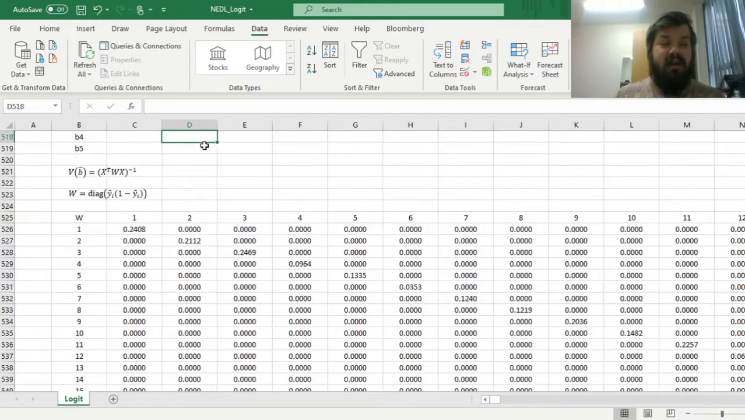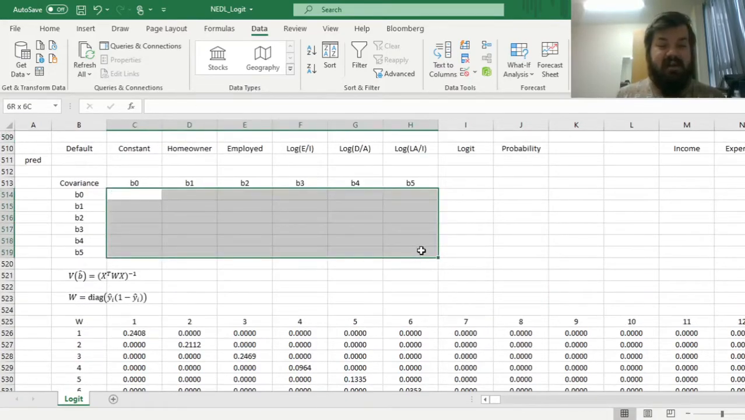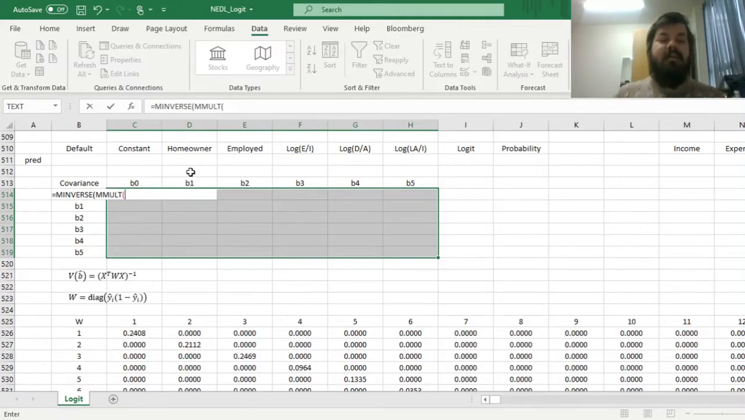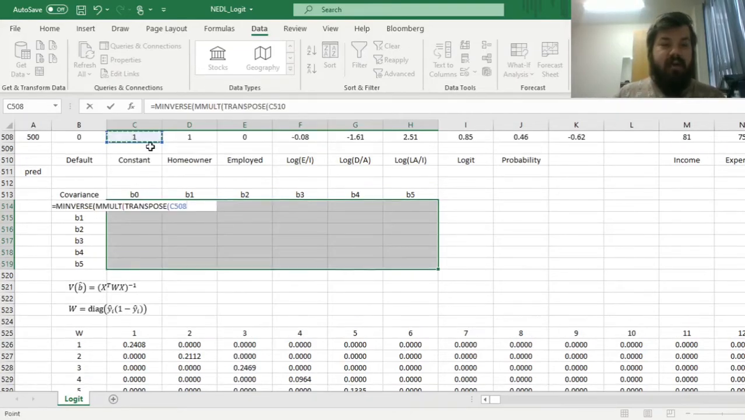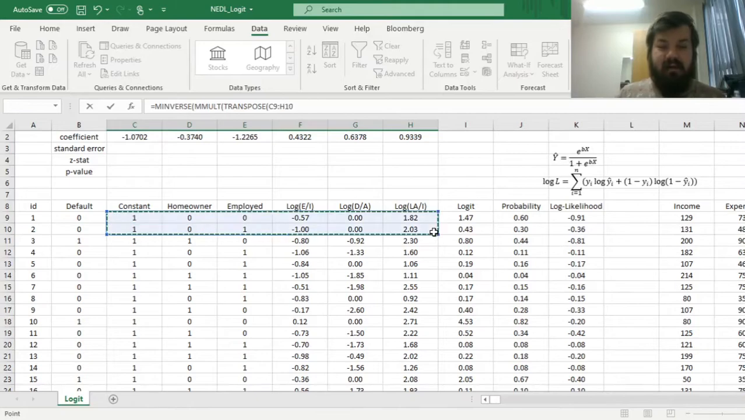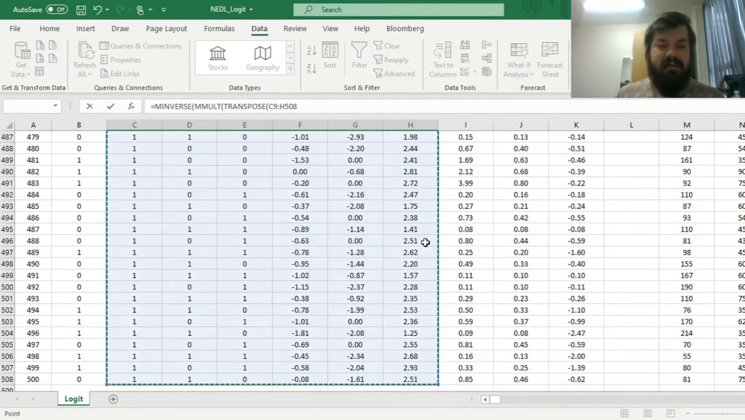And now I can finally calculate our covariance matrix that can then be used to derive standard errors of our coefficients. So here we first need to input MINVERSE, which is the inverse matrix. Then we need to input our MMULT function, so matrix multiplication. The first component would be the transposed array of explanatory variables x, starting from the constant all the way to here, so it would be a 6 by 500 array.